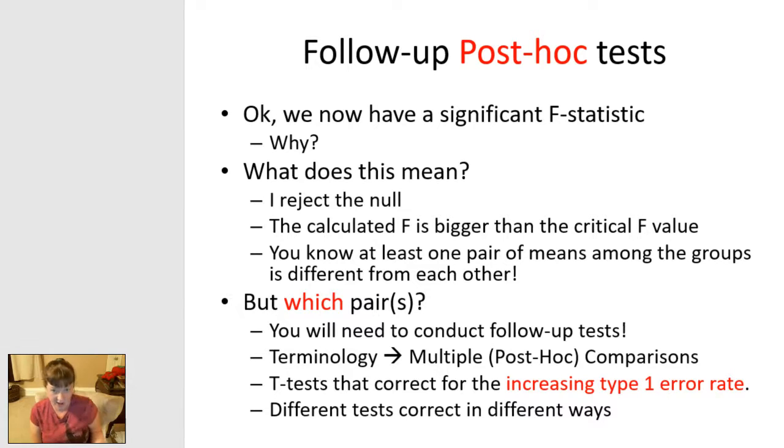Post-hoc means after the fact, because you have to do them after you do the overall ANOVA. Post-hoc is Latin, and so that's where that comes from. Now that you've gotten a calculated F statistic that's bigger than the critical value, you're going to have to do some follow-up post-hoc t-tests. These are often called multiple comparisons or multiple contrasts. These are just synonyms for the same idea. And you're always going to calculate the t-test in the same way for the follow-up tests.